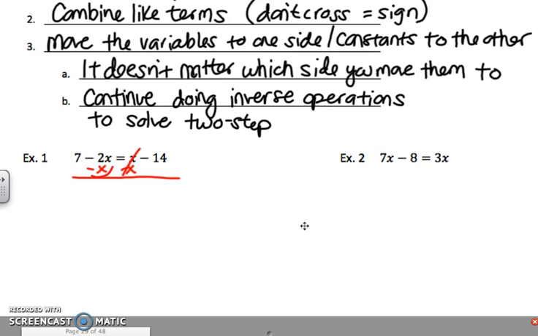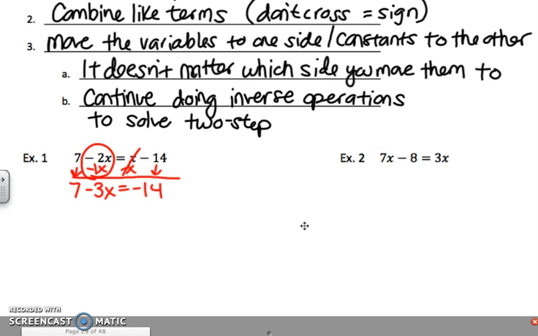So now I just need to type this into my calculator or do negative 2 minus a 1, which is a negative 3x. Okay? Now I need to rewrite everything and bring it down. So I'm going to bring down the equal sign. I'm going to bring down that minus 14, and I'm going to bring down that 7 from the very beginning. Now I've got a two-step problem that we covered last week. I need to do my inverse.